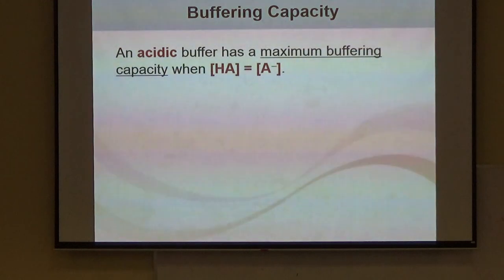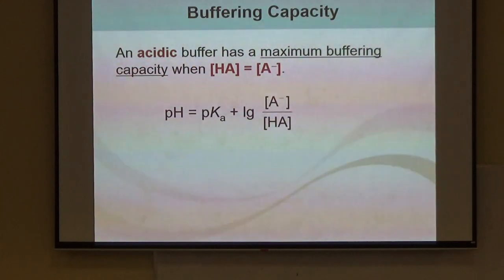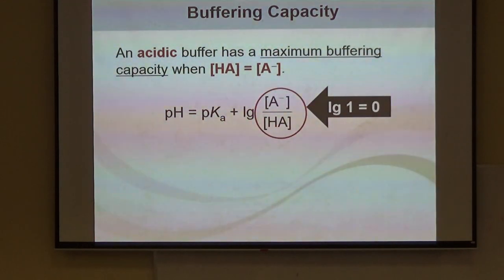An acidic buffer will have a maximum buffering capacity. This term you must know what it means. Maximum buffering capacity is when the concentration of HA equals A minus. When that happens, you take log and you get log 1, which is equal to 0. And so the buffer will be at the maximum buffering capacity when the pH is equal to the pKa.